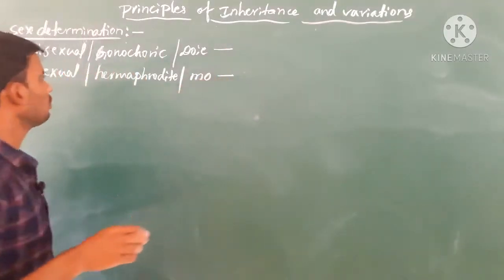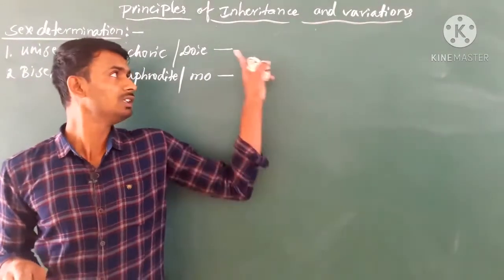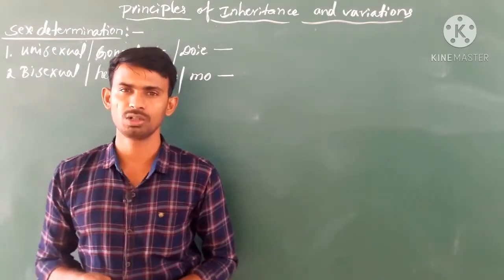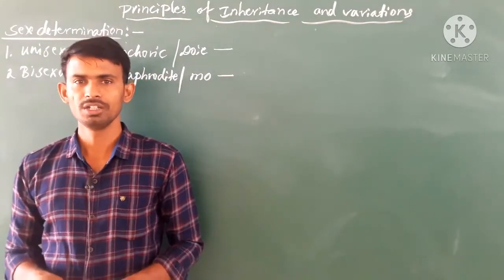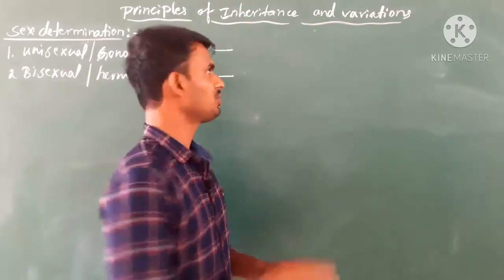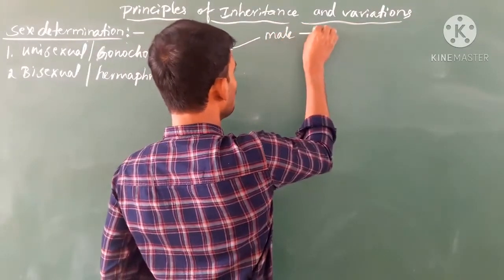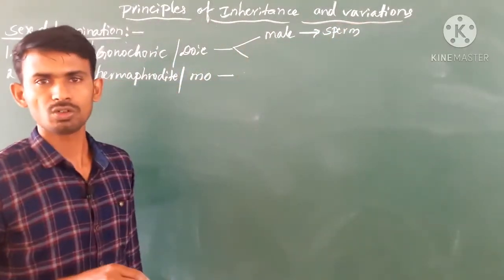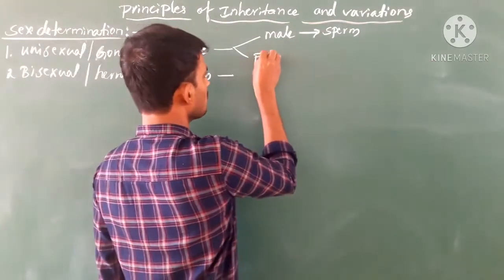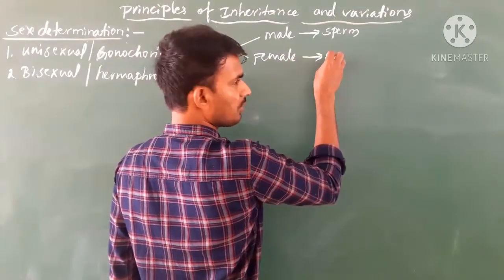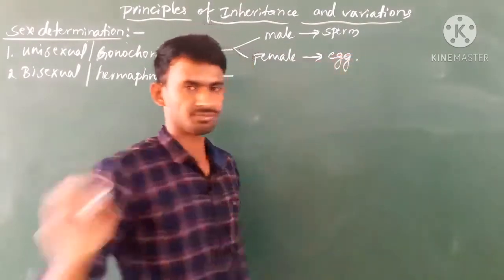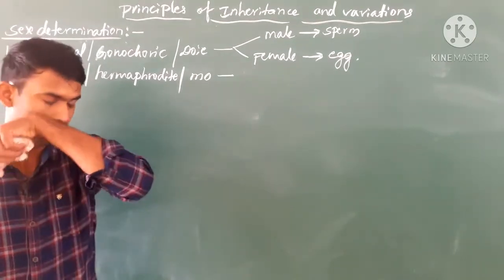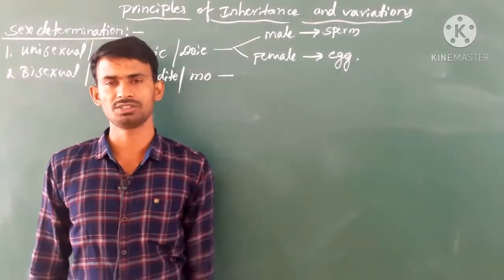Here, when you observe the unisexual organisms, the individual produces only any one type of the gonads or primary sex organs. If the individual develops the male gonad, such an organism is called a male. The males produce the male gamete, called the sperm cells. If the individual develops the female gonads, such an organism is called a female, and they produce the female gamete, called the egg cell. That means males are totally different from females based on morphological, physiological and behavioral qualities.